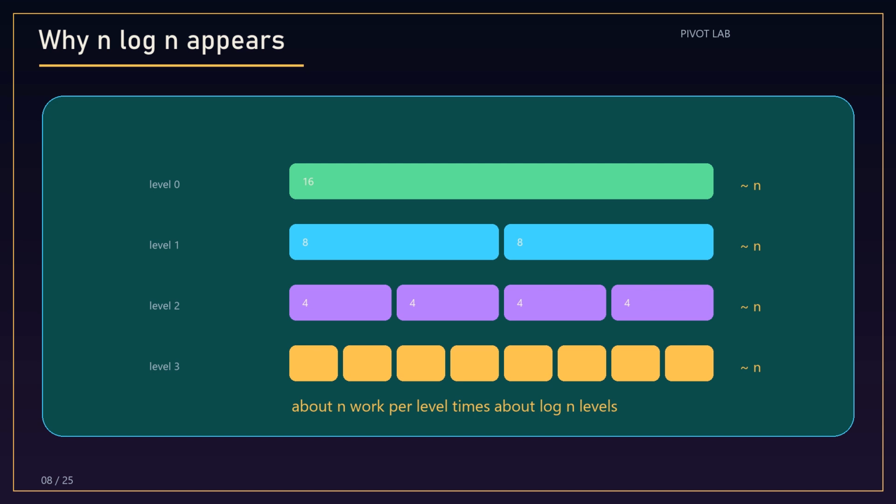The easiest way to feel n log n is to count work by levels. At the top, partition touches n items. One level lower, the two partitions together still touch about n items. If balanced splitting gives about log n levels, the total becomes n times log n.